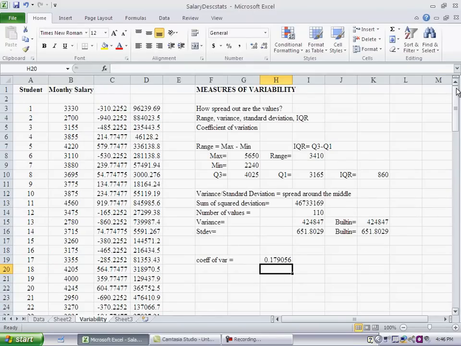It's non-dimensional, it has no units. The average in this case would be in dollars, and the standard deviation would be in dollars. The coefficient of variation has no dimensions, and it normalizes for the units that I used, and it gives you an idea of the relative spread of values for a variable.